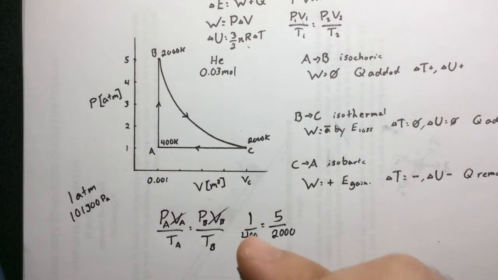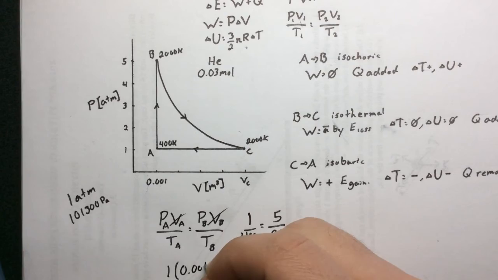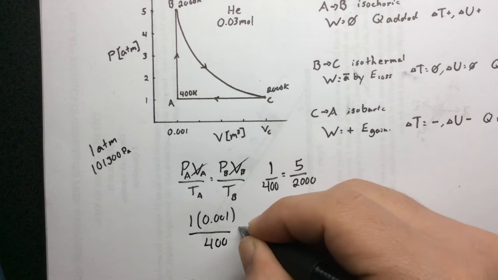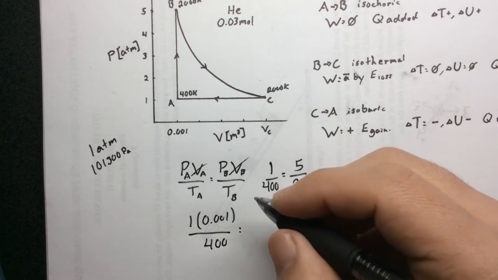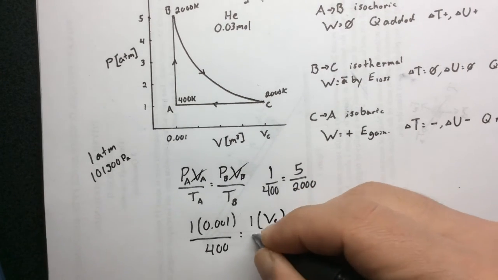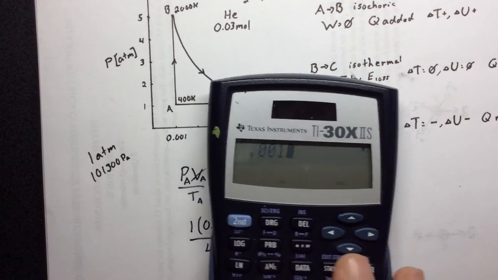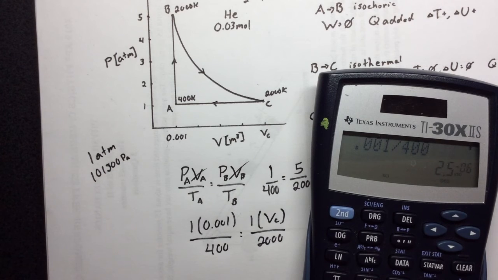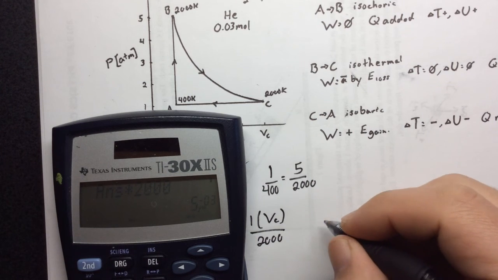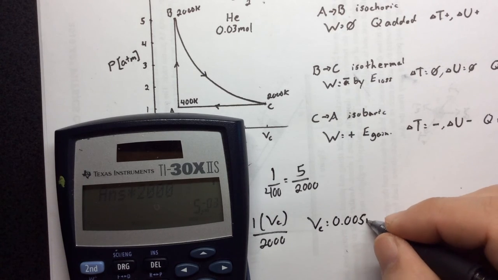And so let's just compare these 2 points again. I've got the pressure at A, which is 1 atmosphere, the volume at A, which is 0.001, and the temperature at A, which is going to be 400 Kelvin, and that's going to be equal to the pressure at C, which is going to be 1. That'll cancel out. The volume at C, that's what we want, divided by 2,000. So we're going to have 0.001 divided by 400 multiplied by 2,000. And that's going to give us 0.005. So V at C is 0.005, and that's going to be meters cubed.